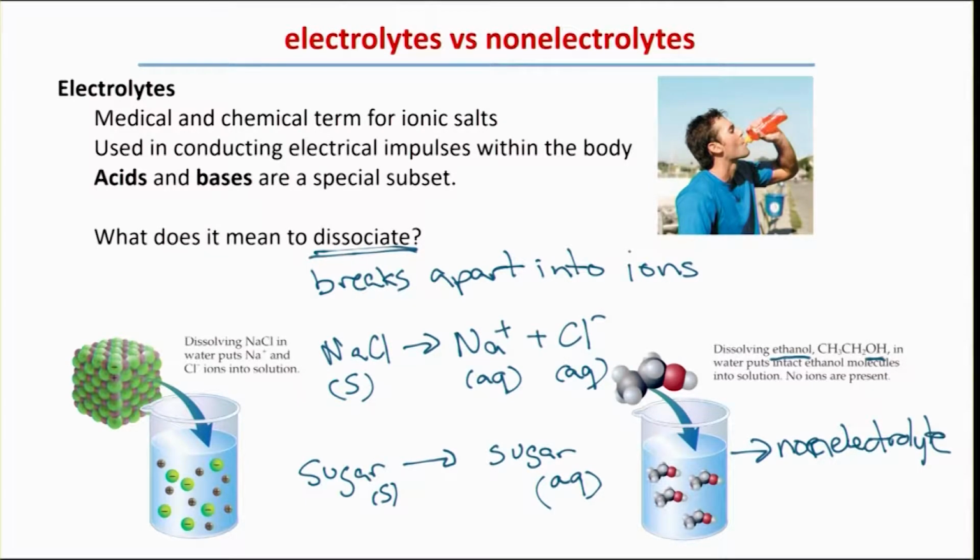All right, so what are things that are electrolytes? Any soluble ionic compound, and then also any acid and base are also electrolytes. And in this chapter, we're going to be looking at acids and bases in more detail. All right, so that answers that.